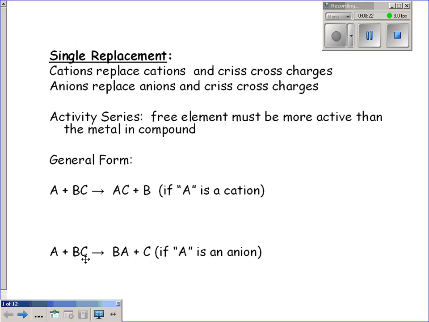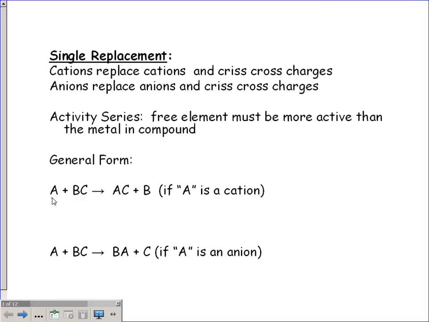So the general form is going to be either A plus BC yields AC plus B, or A plus BC yields BC plus A. And the only difference in those two is if it's an anion or a cation. So here A is going to be the cation, okay? And in my second, A changes to be the anion, and the way I know that is because it's second and it's first. So depending upon what's being replaced by what is going to determine the order in my reactants.